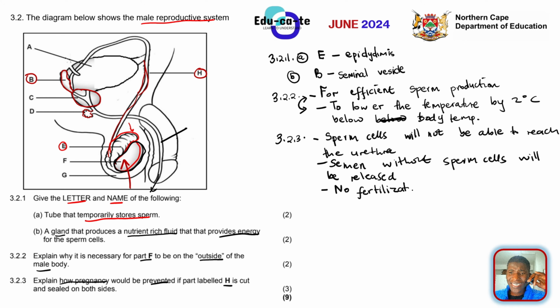Okay, so that's how we are preventing pregnancy, by cutting the vas deferens, by blocking the sperm cells so that they cannot reach where they need to reach, right? So no fertilization will take place, or no fertilization will occur. And here we've explained how pregnancy is prevented by cutting this vas deferens.